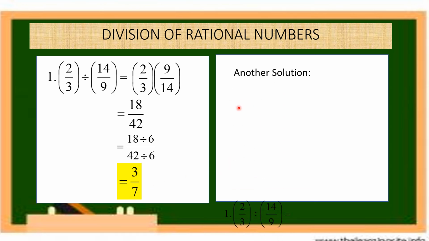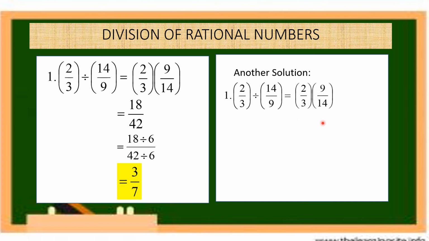We have another solution. We have 2 over 3 divided by 14 over 9, which will become 2 over 3 times 9 over 14. Then we can cancel 9 divided by 3. 9 divided by 3 is 3. We have 14 divided by 2. 14 divided by 2 is 7. Actually, we have 1 here. 1 times 3 is 3, and 1 times 7 is 7. So we have our answer. Our answer is 3 over 7.